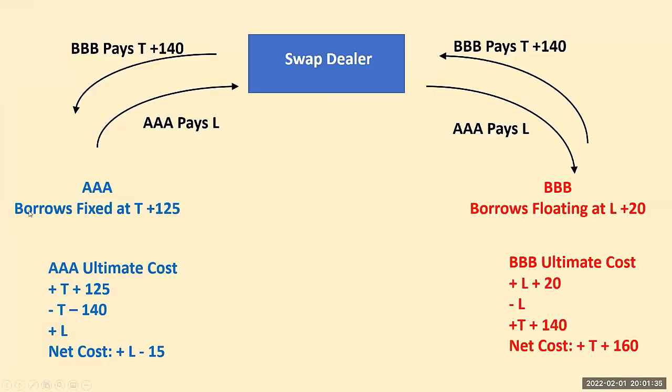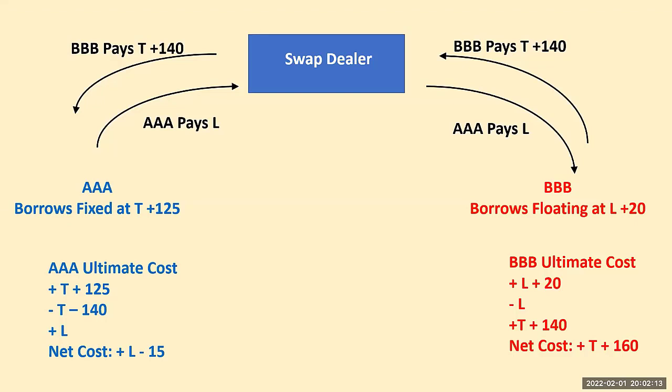So first we start right here. Nothing strange here. AAA had a comparative advantage in fixed, so they just go out and they borrow fixed at T plus 125. So Treasuries are at 4%. They're going to borrow at 5.25% for 5 years fixed. That will never change. All right, everybody see that? Nothing unusual there. BBB is just going to go out and borrow floating at LIBOR plus 20. This will change. Every time LIBOR changes, what they pay in interest will go up and down. If LIBOR rises, they'll pay more in interest. If LIBOR falls, they'll pay less.